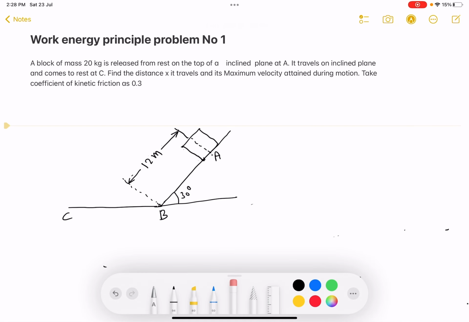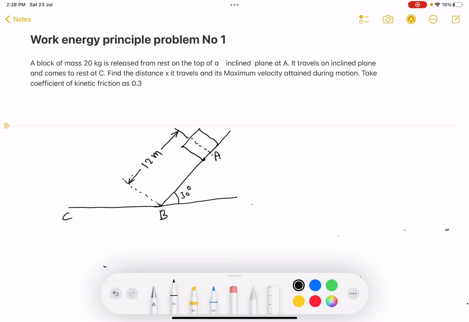Hello students, let us read this problem. This is the problem on work energy principle. A block of mass 20 kg is released from rest on top of an inclined plane at A. It travels on the inclined plane and comes to rest at point C. Find the distance x it travels, right?